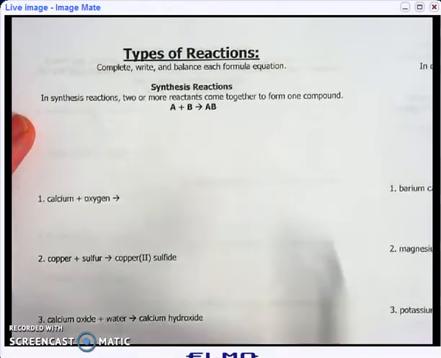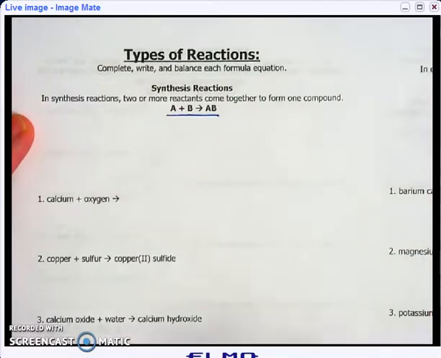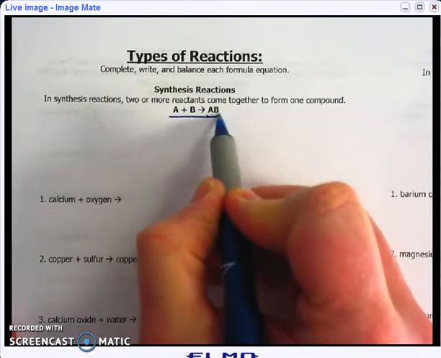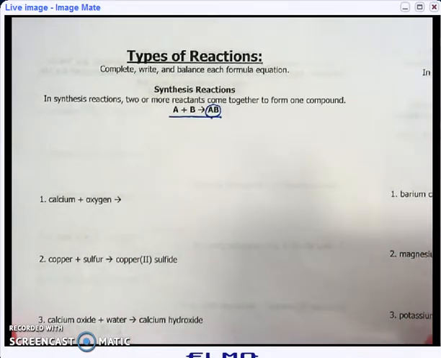Okay, so for synthesis, this is the general form of the equation. A plus B makes AB. We have one product on the right side. We can always recognize a synthesis reaction because there's only one product on the right side.